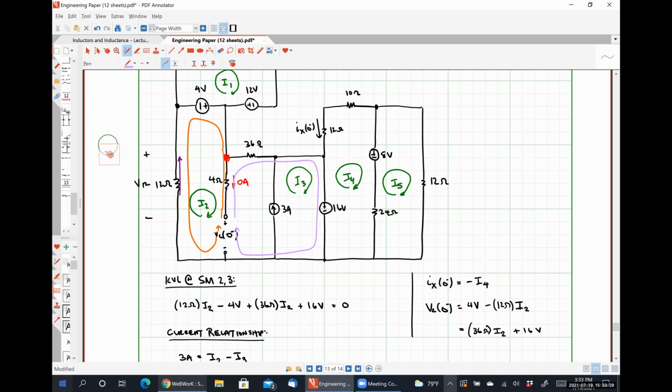I could actually do it for any loop I wanted to once I know the mesh current. So if I were feeling particularly squirrely for whatever reason, I could write one around this loop as well. But the one that I did in orange and the one that I did in light purple are the ones that are going to have the least number of terms. And so to me, they're the ones that I'm least likely to make a mistake on writing.